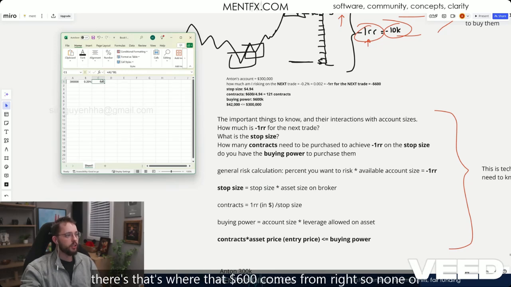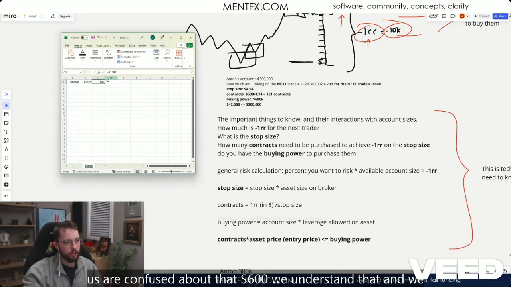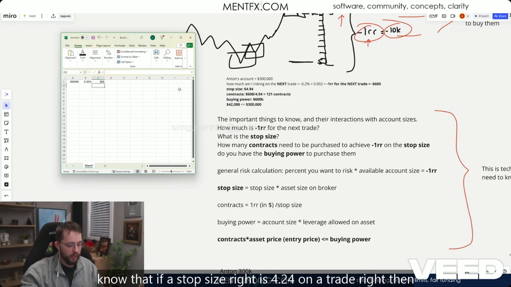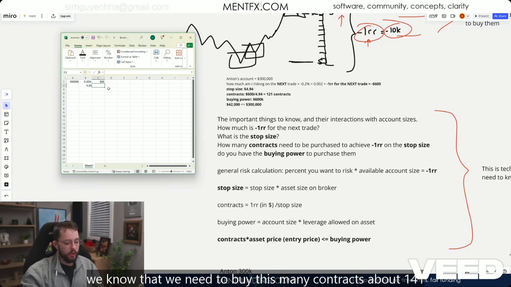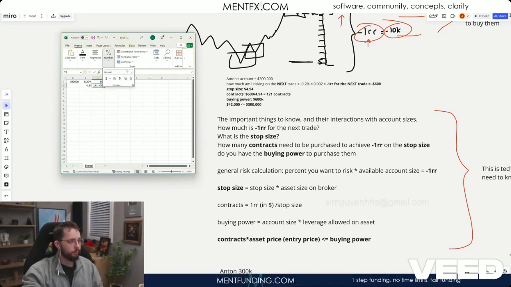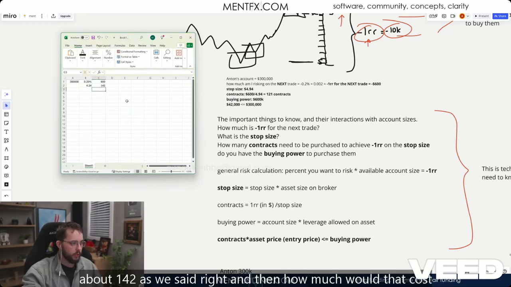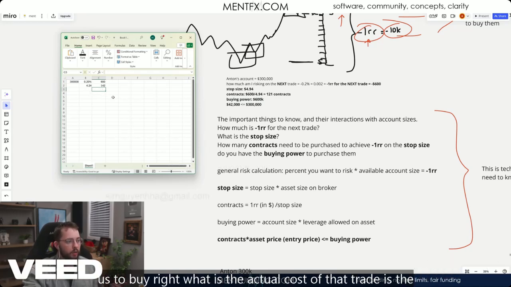So we have that $600. That's where that $600 comes from, so none of us are confused about that $600. We understand that. And we know that if a stop size is 4.24 on a trade, then we know that we need to buy this many contracts, about 141, okay? About 142, as we said. And then how much would that cost us to buy? What is the actual cost of that trade is the way we think about it.